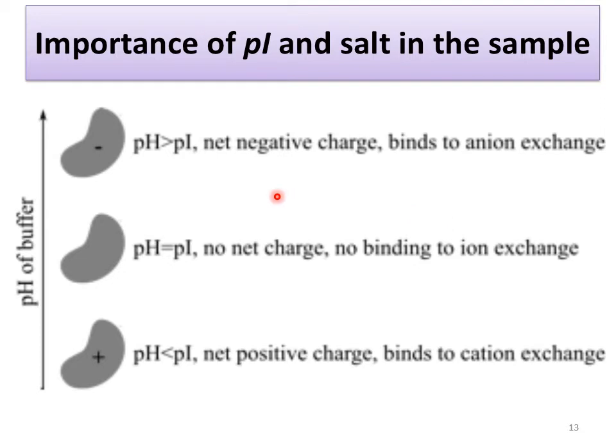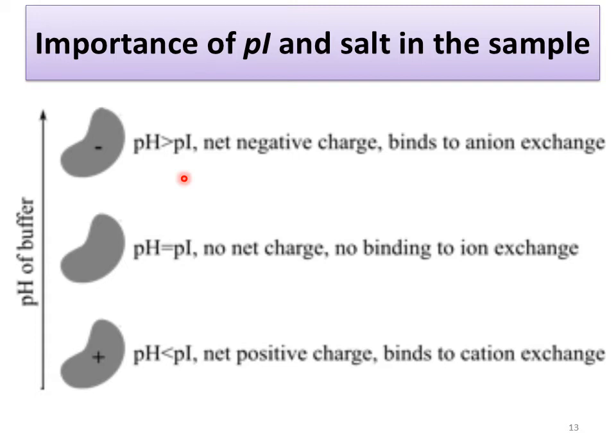pH is an important factor in governing the charges on the protein. Pi, or in other words the isoelectric point, is representing the pH at which the net charge on the protein would be 0. That means isoelectric point is corresponding to a pH where the number of positive charges on a protein becomes equal to the number of negative charges.